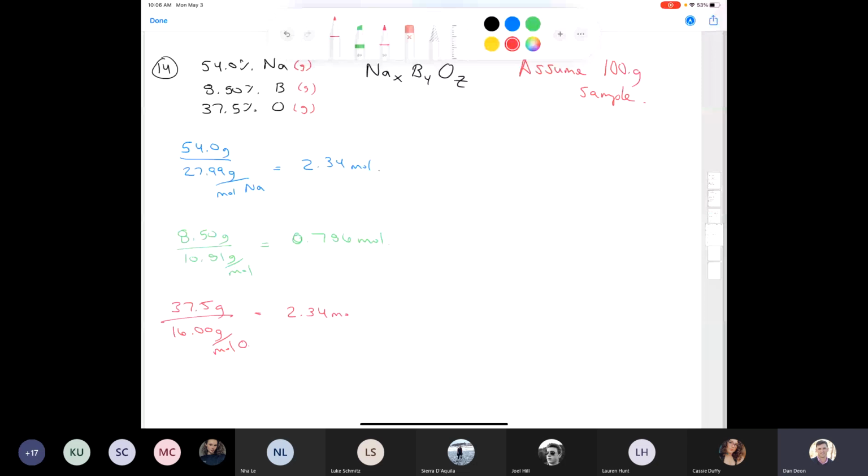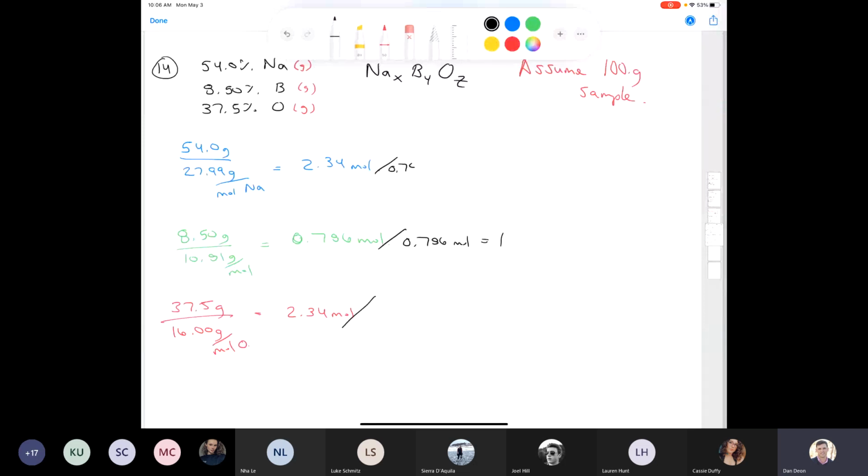2.34 moles. So right away you can see that the ratio of the number of moles of sodium to oxygen is going to be 1 to 1. So what's the next step? The next step is we're going to divide all of these molar quantities by the smallest quantity, which is 0.786. So we do it here, 0.786 moles, and we end up with number 1, of course.